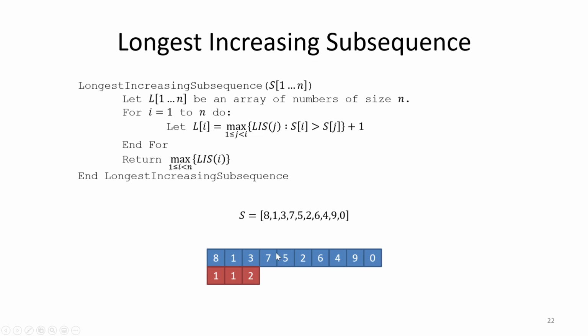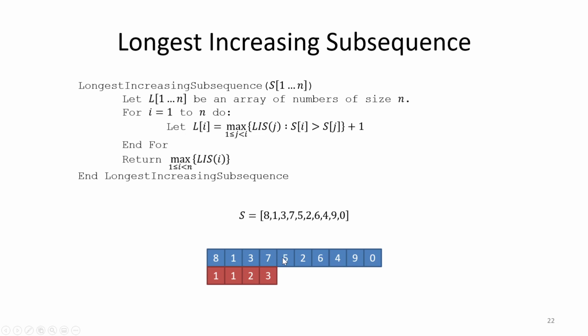Same thing with 7 now. With 7, we're going to look at all 3 of these. And we're going to maximize over any of the ones that were greater than. 7 is greater than 3, so we take a 2. 7 is greater than 1, so we'll take the 1 as well. We're maximizing over these values. 7 is not greater than 8, so we ignore this one. The max of 1 and 2 is 2, so we add 1 more. We get 3. And then again, indeed, the longest increasing subsequence that ends with 7 is 1, 3, 7.